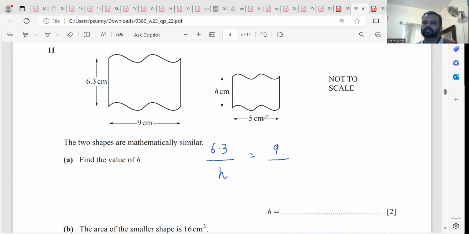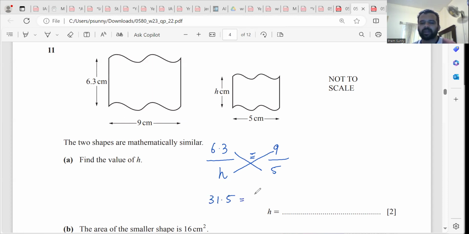These corresponding sides we need to take. If I'm taking 6.3, divided by its corresponding side, 9 if I'm taking, divided by its corresponding side, 9 by 5. Two fractions in between an equal to sign, the only possible thing in math is cross multiplication. So 6.3 times 5 will give me 31.5.